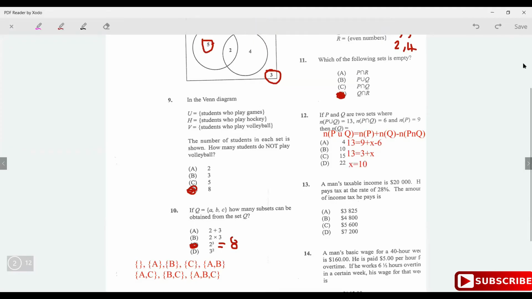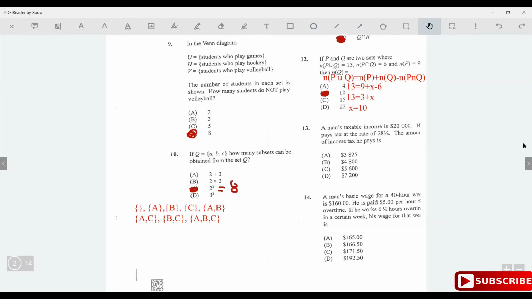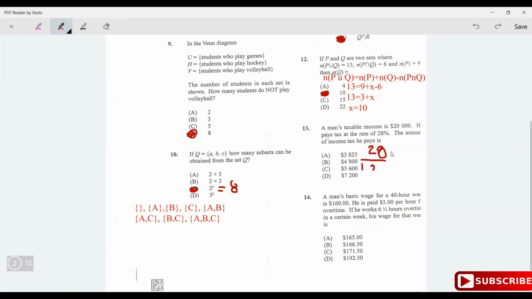Nice. Question 13. It says a man's taxable income is 20,000. He pays a tax rate of 28%, which is crazy. The amount of income tax he pays is 28% of 20,000. I don't know what sort of tax he's paying, but that's crazy. So 28 over 100, and you multiply that by 20,000. I'm really sorry for this guy. 28% tax.